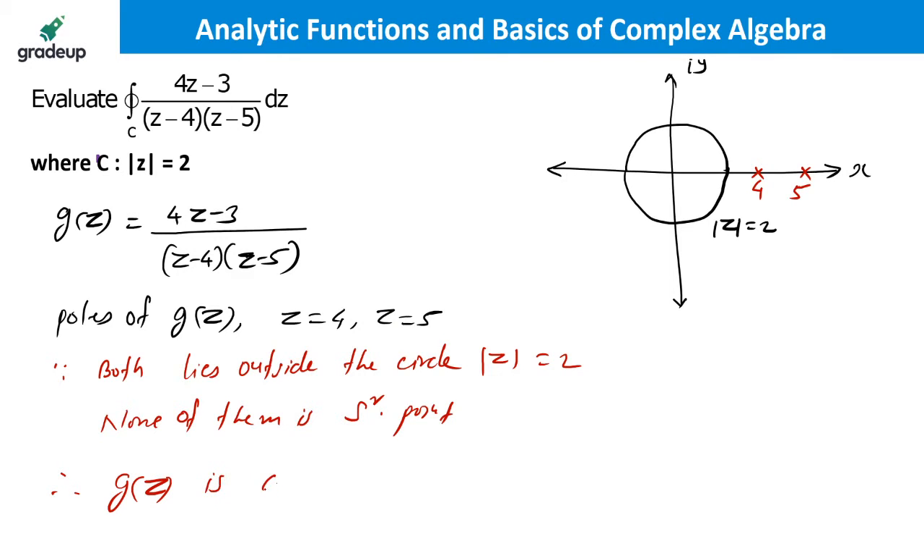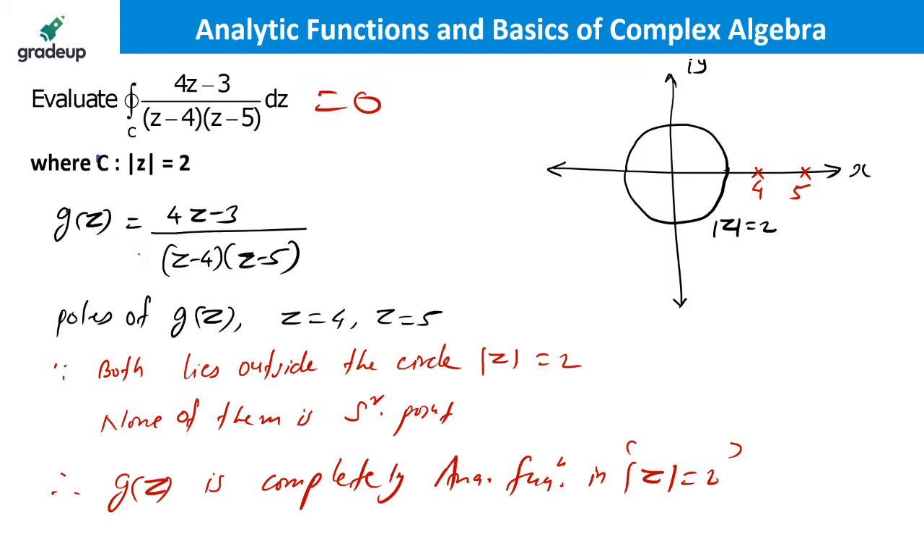G of z is a completely analytic function in the region mod z equal to 2. So when the given function is completely analytic in the given region, then its result will be 0.